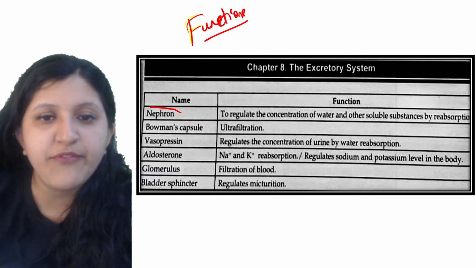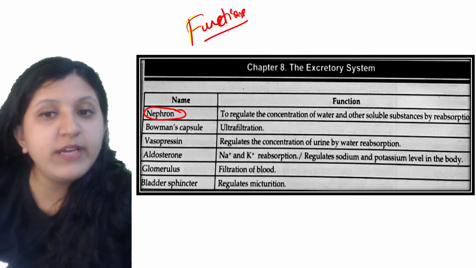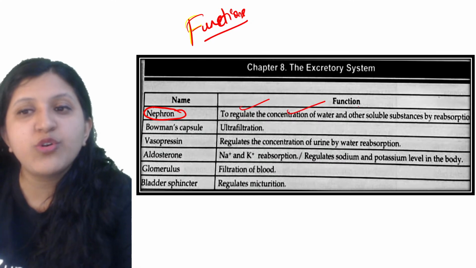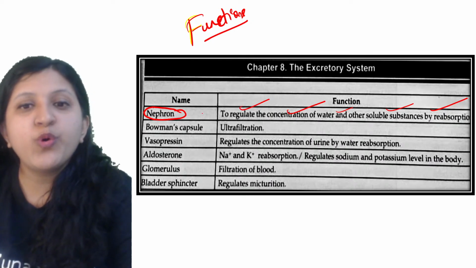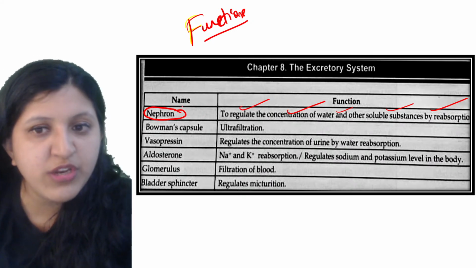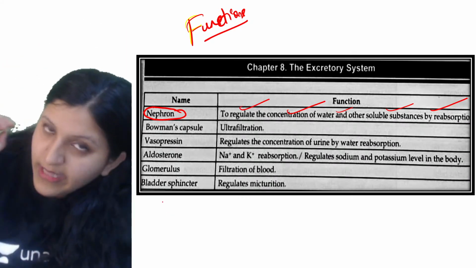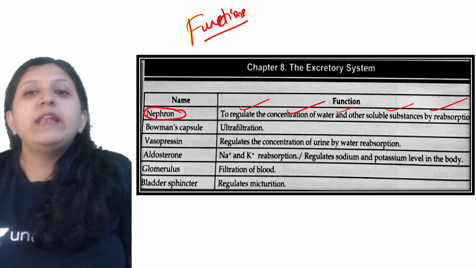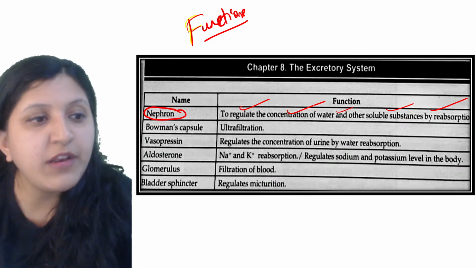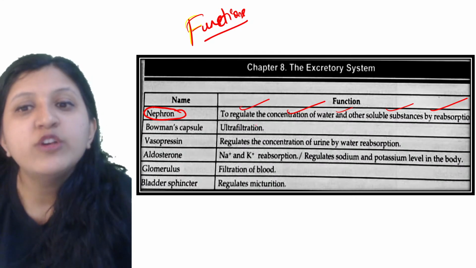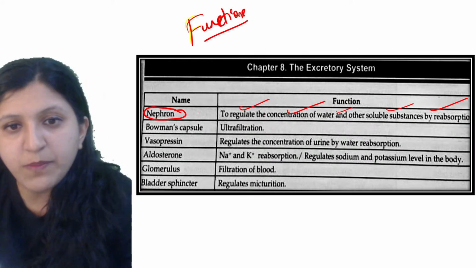So this one is a nephron. The nephron is the basic structural and functional unit of the kidney and regulates the concentration of water and other soluble substances by reabsorption. So in general, if you write urine formation, you need to specify what exactly is happening. That means it regulates the concentration of water and other soluble substances, as the reabsorption process also occurs there.